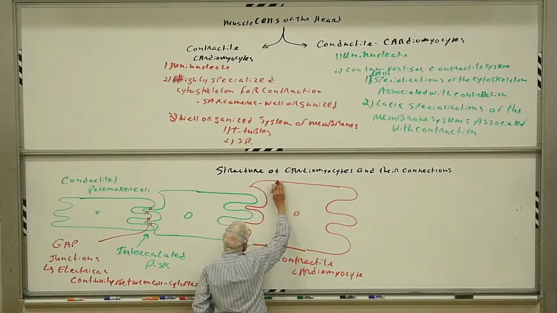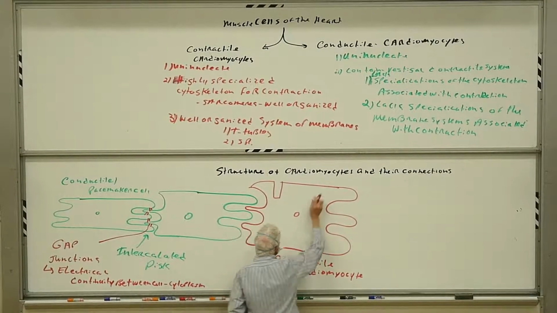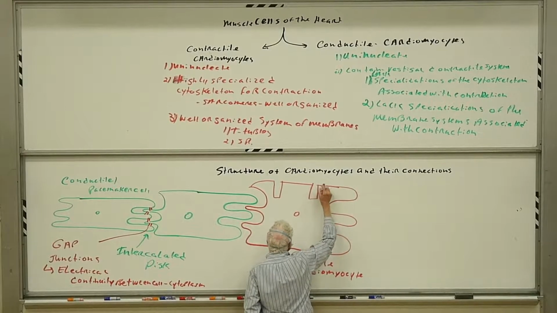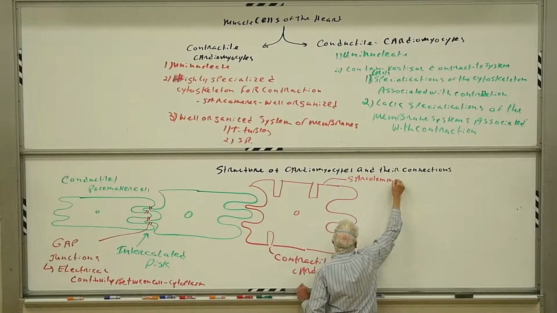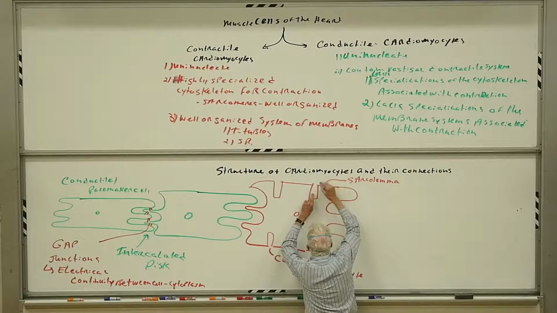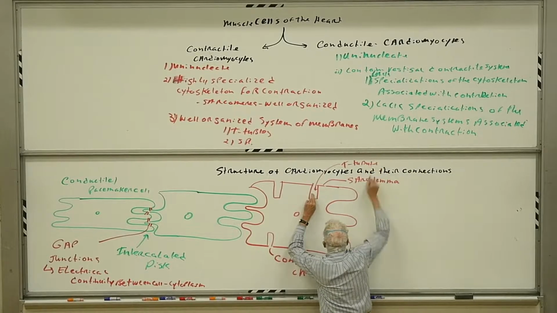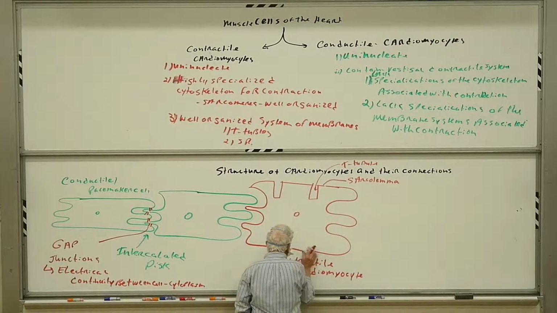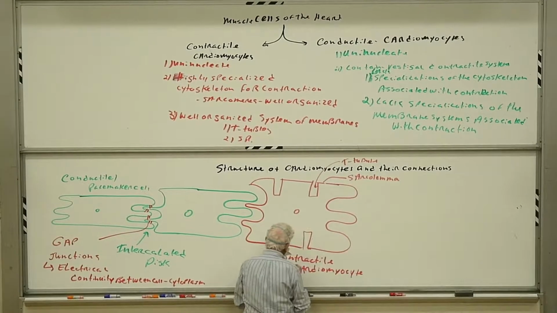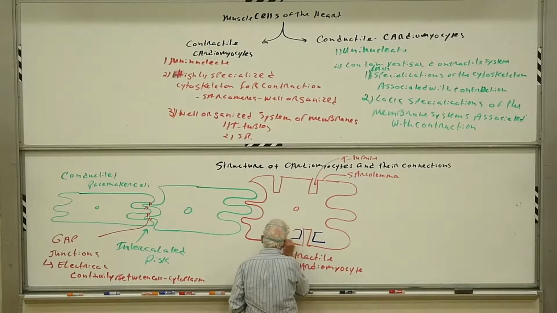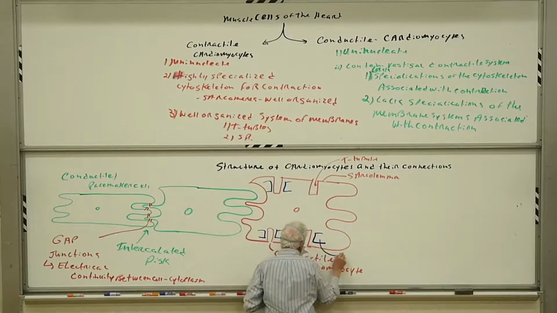What we see when we carefully look at the membranes of these contractile cells is that they have extensions of the plasma membrane. This is the sarcolemma. But just as we saw in skeletal muscle, the sarcolemma is continuous into this structure called the T-tubule. These T-tubules, as we saw in skeletal muscle, are closely associated with sarcoplasmic reticulum. So this is meant to be the sarcoplasmic reticulum.